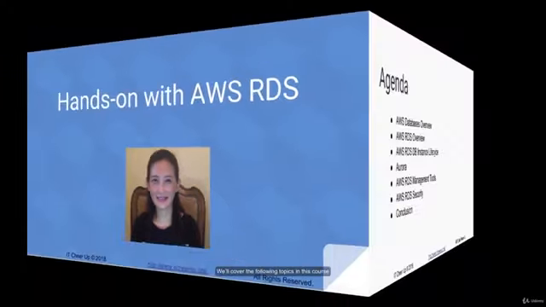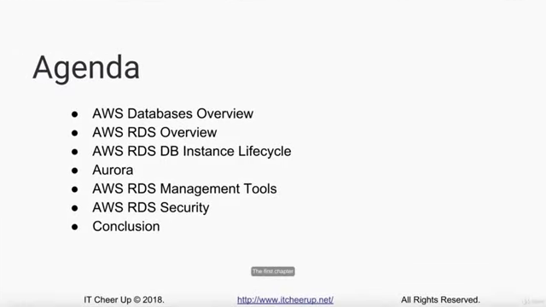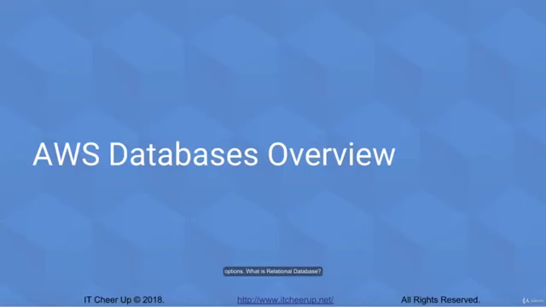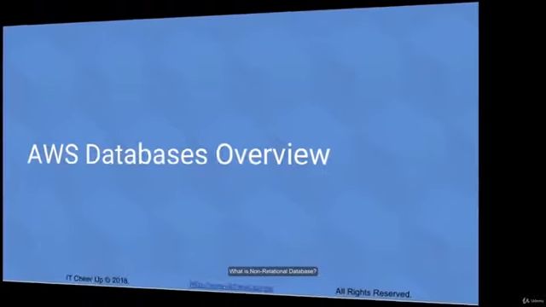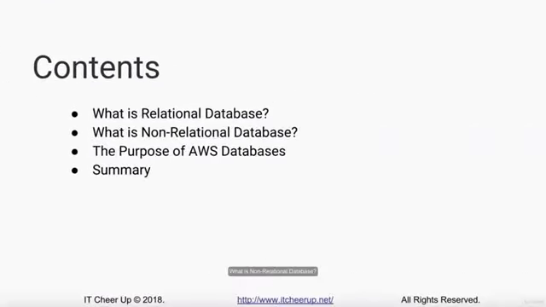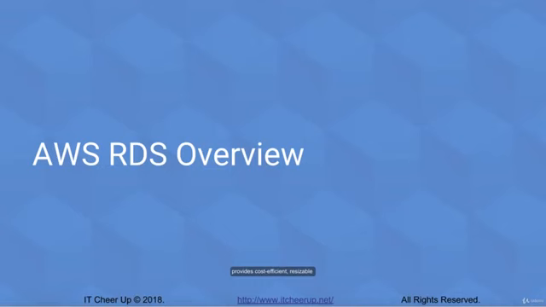We will cover the following topics in this course. The first chapter, we will overview AWS Databases options. What is a relational database? What is a non-relational database? What is the purpose of each AWS database option? AWS RDS provides cost-efficient, resizable capacity for an industry-standard relational database and manages common database administration tasks.